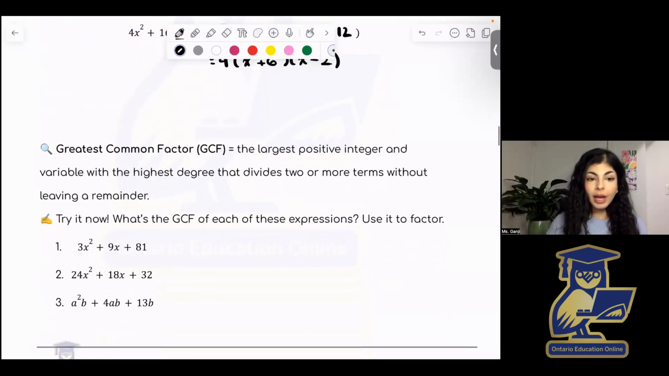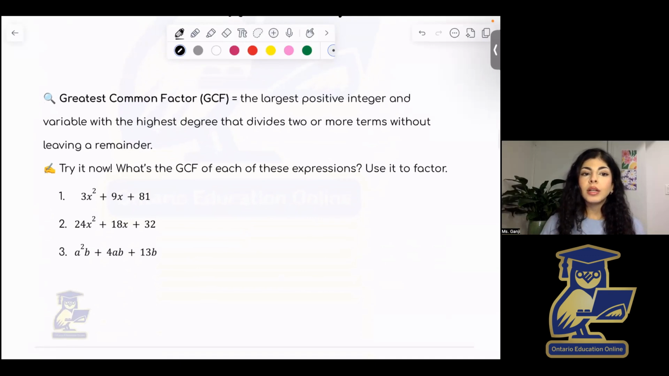So now we have another try it now. So try determining what the greatest common factor in each of these expressions is. And for this one, just factor out the greatest common factor. You do not need to continue on to factor with the decomposition method. You can just factor out the greatest common factor.